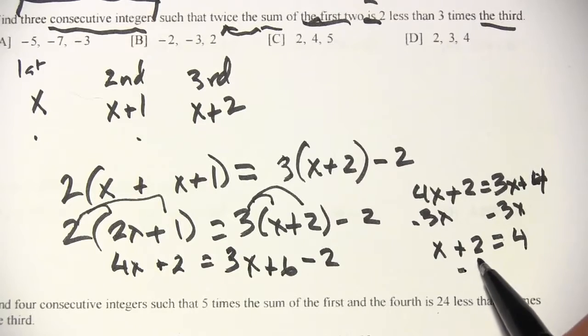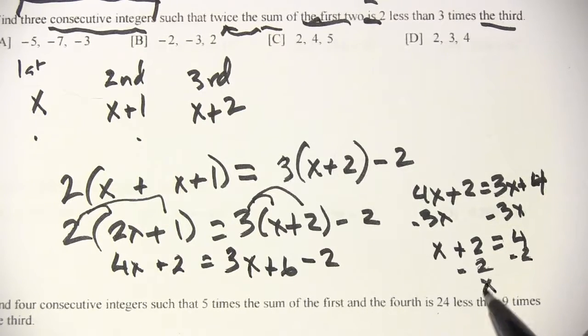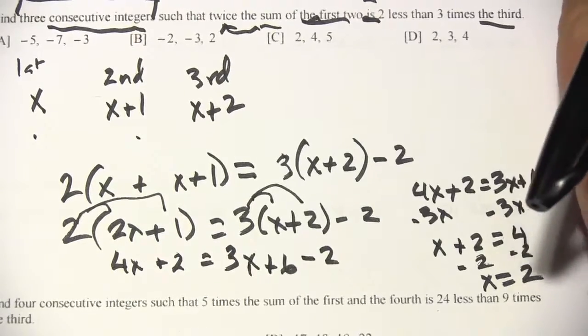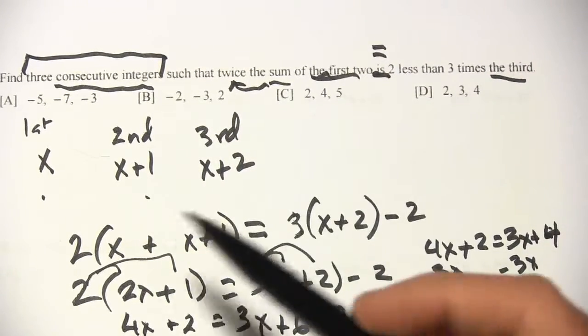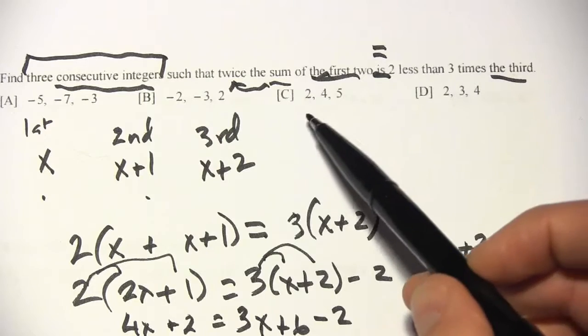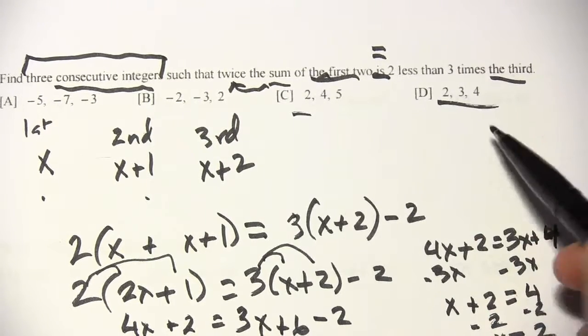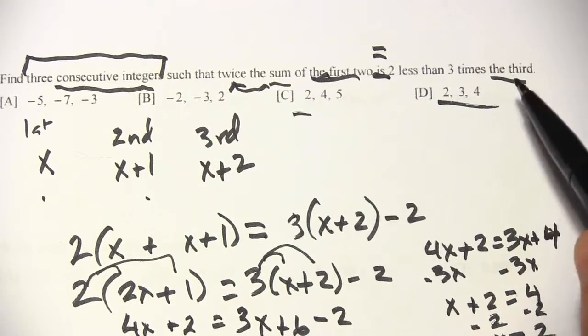And all I have to do to get x now is subtract 2, so I get x equals 2. And now let's look up at our answer choices here. Do we have one where x is 2? Well, we have this 2, 4, 5, and this 2, 3, 4. It has to be D because we're dealing with consecutive integers.